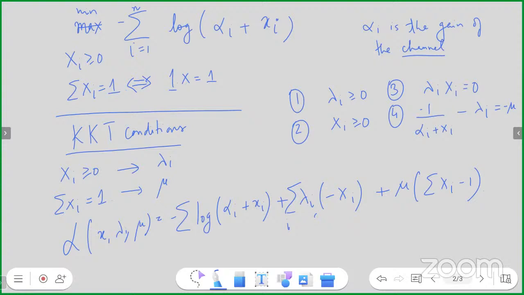None of the x's will be 0, so lambda should be 0. That's one. I drew the next picture last time, if you remember. Some of the x's will in fact be 0. If it was log of 1 plus alpha i xi, it's much easier to develop intuition, rather than alpha i plus xi. So then you don't want to assign it to indices i for which alpha is very poor.